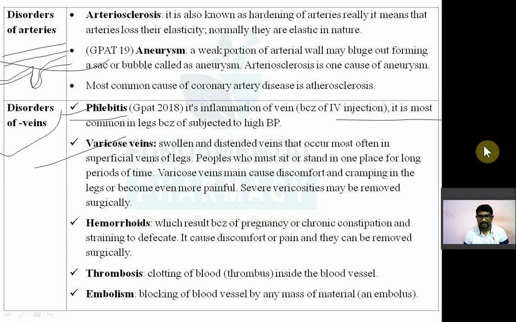Okay, so that is known as varicose vein. Swollen and distended vein that occurs most often in the superficial veins of legs. People who sit or stand in one place for a longer period, they develop varicose vein. Varicose vein may cause discomfort, cramping in the legs, and may become painful.